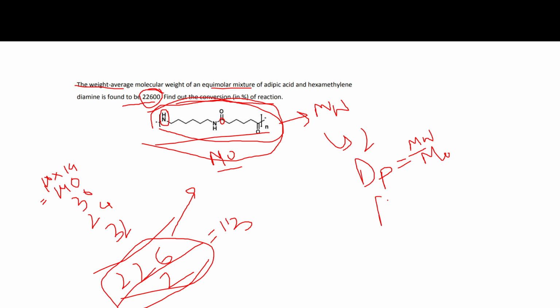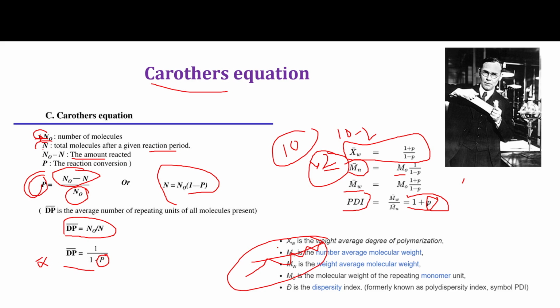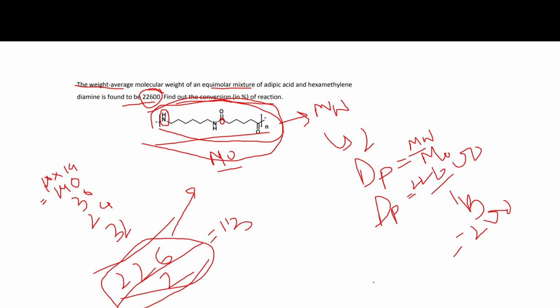So now you know that DP will be 22600 divided by 113. So how much will it be coming? 200, right? So now you know 200 is the degree of polymerization, and from the Carothers equation we know that degree of polymerization equals 1 by 1 minus p. So 200 will be equal to 1 by 1 minus p. From here we calculate that p value.